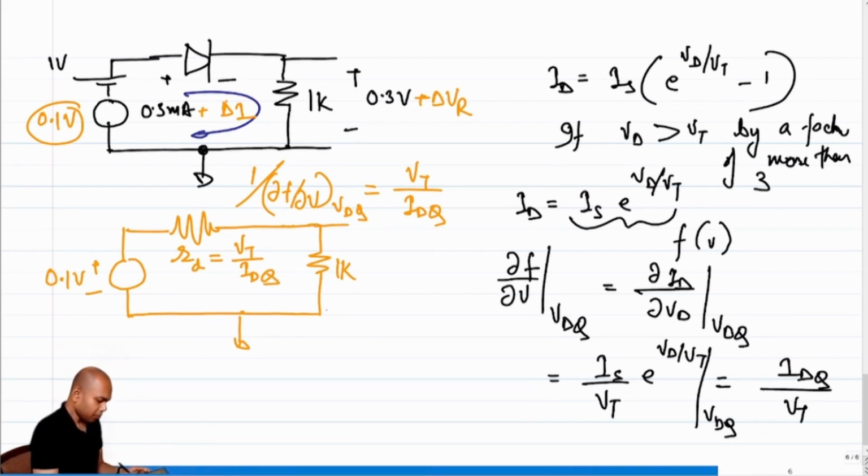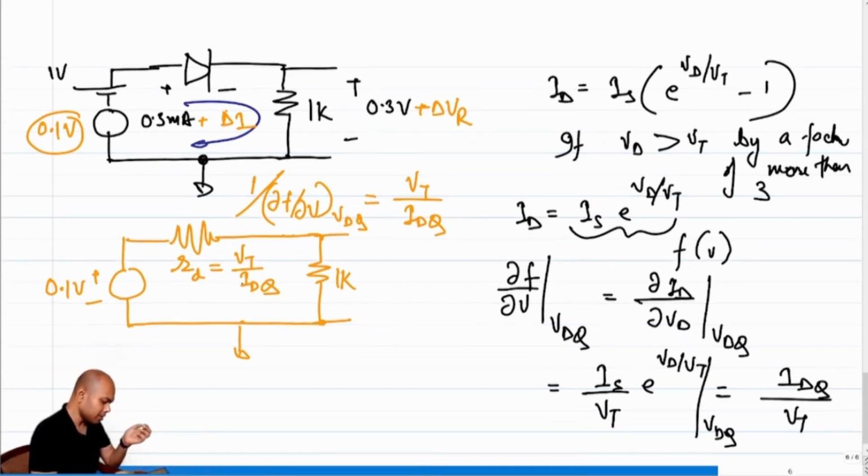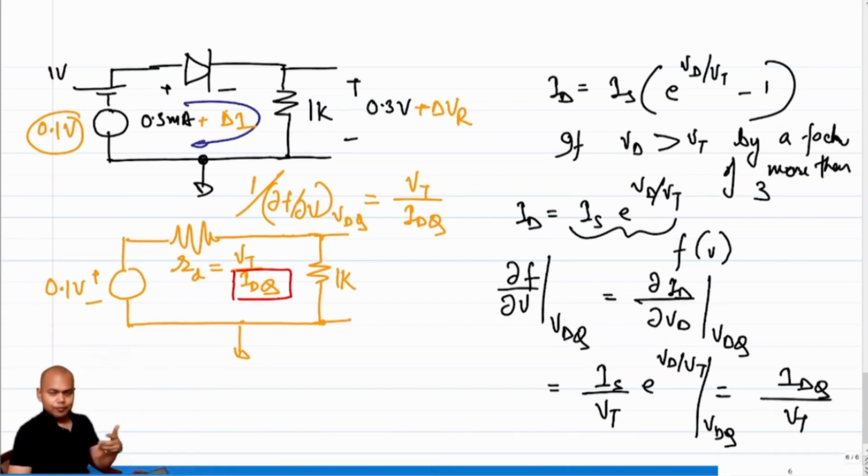One important thing to note here is that the value of the small signal resistance depends on the quiescent current, right? The value of the small signal resistance depends on the quiescent current, and that makes sense. It's a nonlinear device. Since it's a nonlinear device, it makes sense that its derivatives can depend on where in the ID-VD characteristics you are taking the derivatives, right? If it's independent of wherever you are taking the derivatives, then it's very likely that the stuff is fully linear, okay?